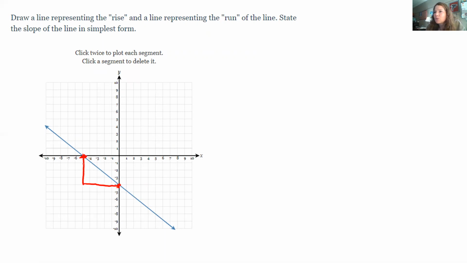So the rise is 1, 2, 3, 4. The run is 1, 2, 3, 4, 5. If we did it again, 1, 2, 3, 4, 5, and 1, 2, 3, 4. Yep, that would be our next coordinate. So the slope is 4/5, but the last thing you do is make sure you check to see if it's positive or negative, and it's negative. So it's -4/5.